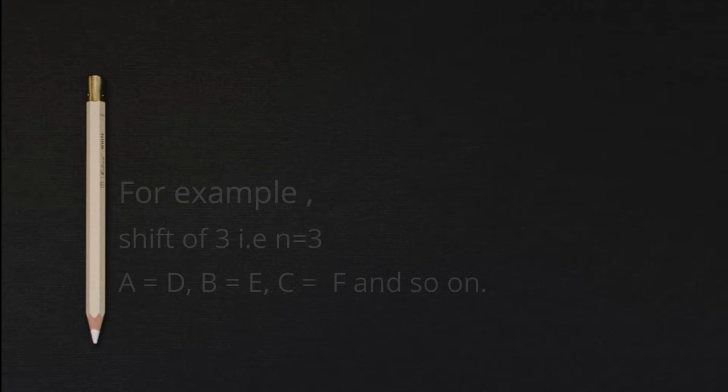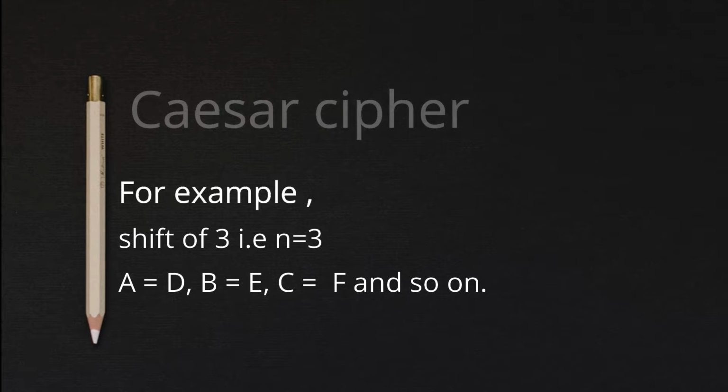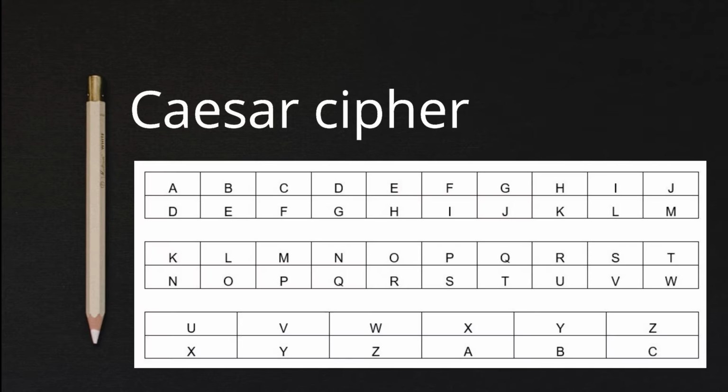For example, with a shift of 3, that means n is equal to 3, A would be replaced by D, B would be replaced by E, C would be replaced by F, and so on. The remaining letters shifted with n equal to 3 are shown here.